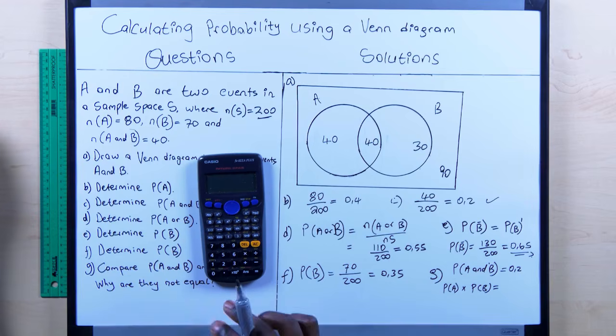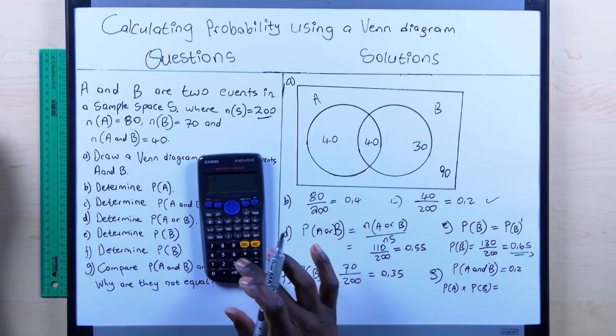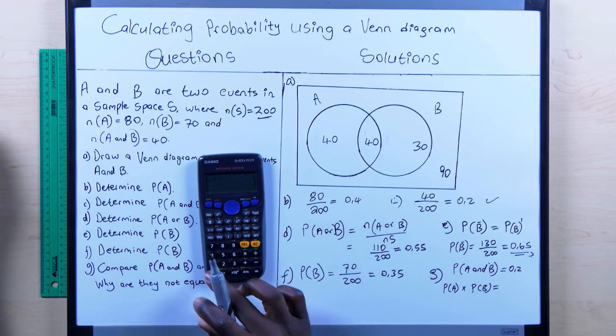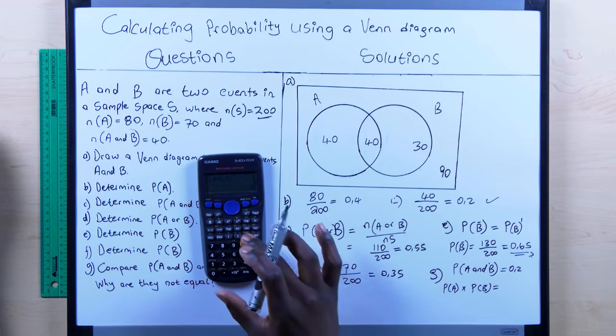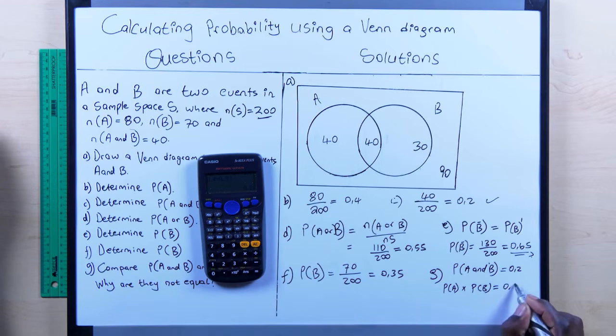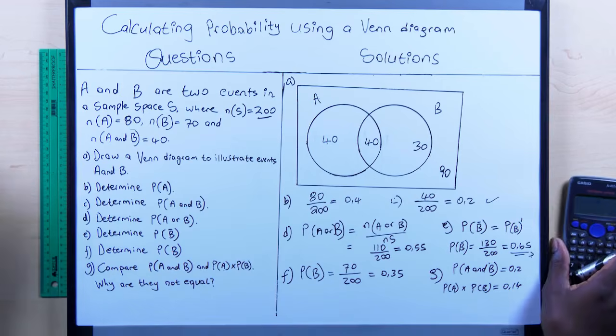The probability of A is 0.4. You multiply the probability of A by the probability of B, 0.35. It should give us 0.14, which is 14%. The question is, why are they not equal?